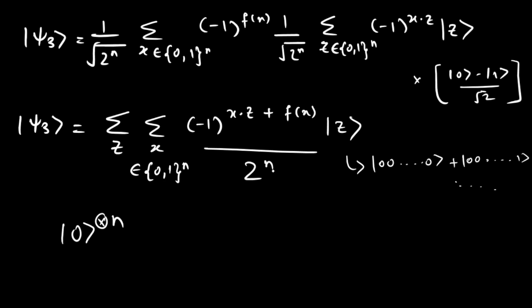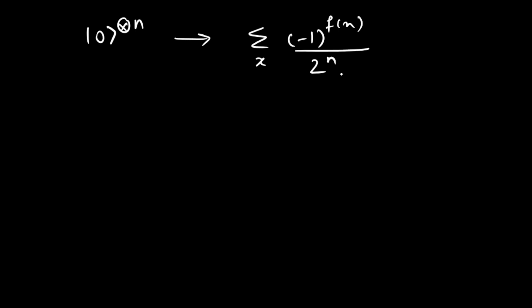So to calculate the amplitude of this state, we'll have z as 0 0, which is essentially this state only, and x dot z equal to x dot 0, since z is 0, which would give us 0. So the amplitude of 0 state tensor product n will be summation x minus 1 raised to f of x divided by 2 raised to n.